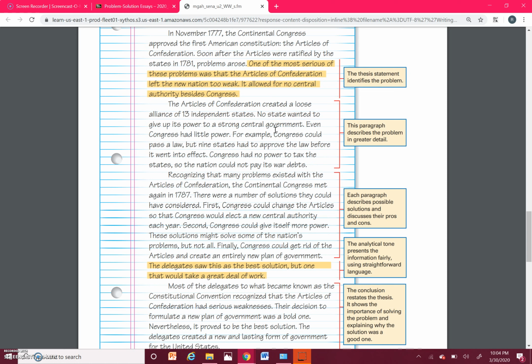The next paragraph goes into greater detail. Give them more of a history of the problem. The Articles of Confederation created a loose alliance of 13 independent states. No state wanted to give up its power to a strong central government, even Congress had little power. For example, Congress could pass a law, but 9 states had to approve the law before it went into effect. Congress had no power to tax the states, so the nation could not pay its war debts.